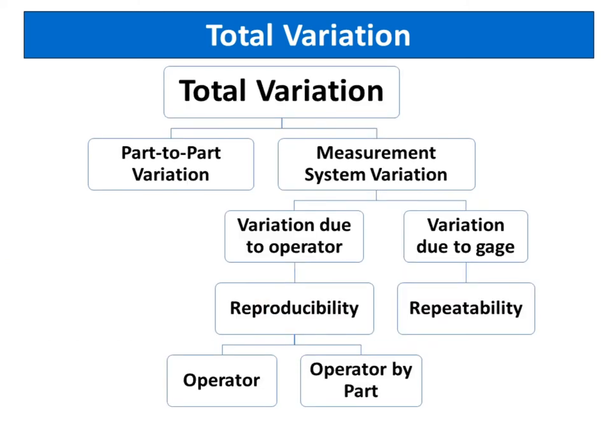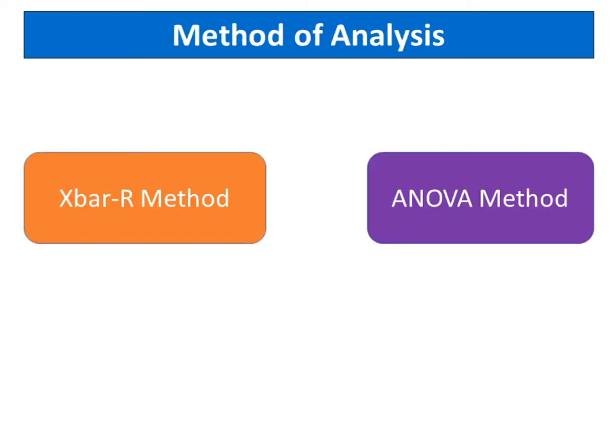Measurement system variation consists of variation due to operator, or reproducibility, and variation due to gauge, or repeatability. Under reproducibility, you can further analyze operator effect and the interaction between the operator and part. You can analyze the Gage R&R study using one of the following analysis techniques: average and range method and ANOVA.